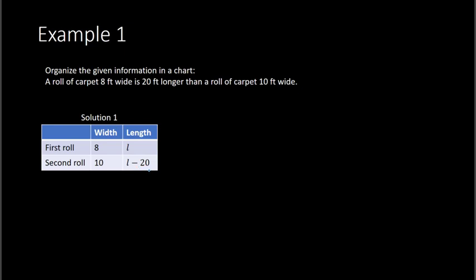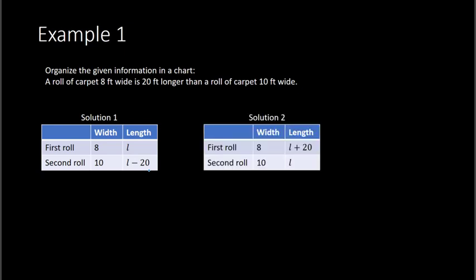And we could set this up a different way even, where we have first roll, second roll, width, and length again. The width is 8 for the first, second roll is 10, but we could change the length. So if we let the second roll be represented by L, then the first roll is 20 feet longer than that, which would be L plus 20. So these are both okay setups for the given information. So it's just a matter of which one you prefer.